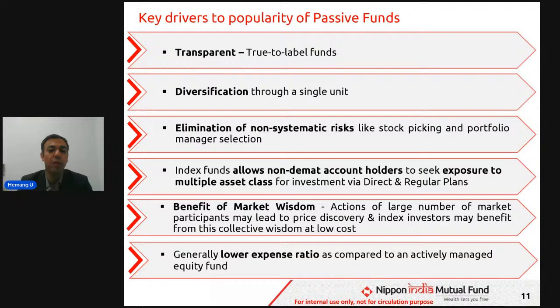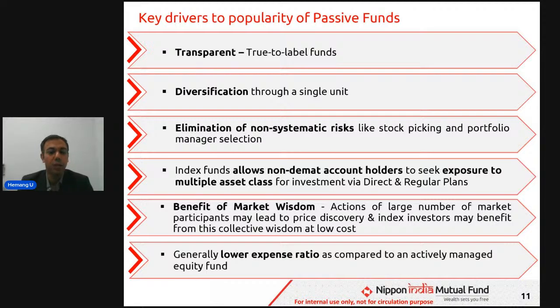It will also start moving with the market. So you get that benefit of wisdom of the market. And like I said earlier, these are low cost, low expense ratios. You don't, instead, have to buy multiple stocks. If you are taking multiple stocks in your basket, you will have certain limits with yourself.